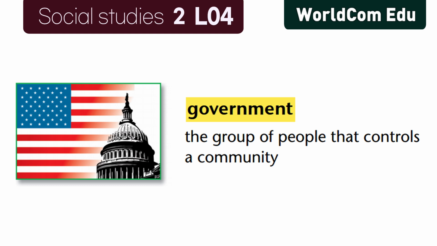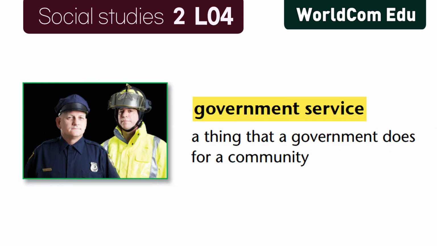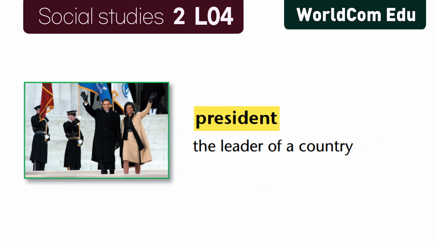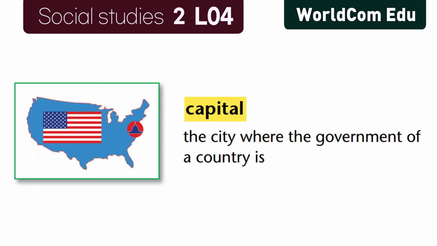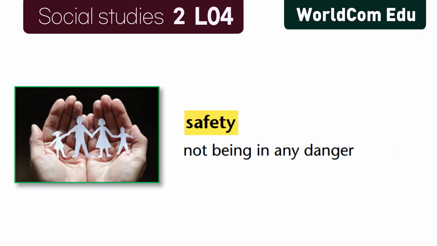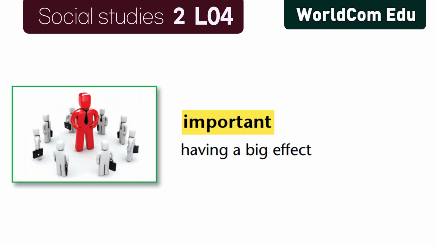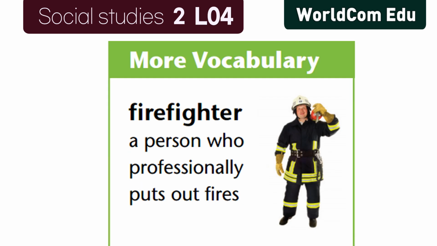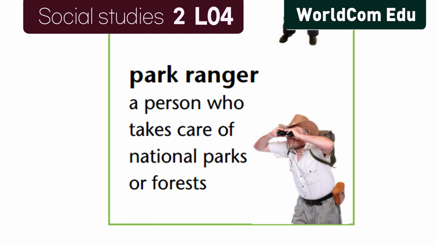Lesson 4. The United States Government. Government. The group of people that controls a community. Government service. A thing that a government does for a community. President. The leader of a country. Capital. The city where the government of a country is. Safety. Not being in any danger. Important. Having a big effect. Firefighter. A person who professionally puts out fires. Park ranger. A person who takes care of national parks or forests.